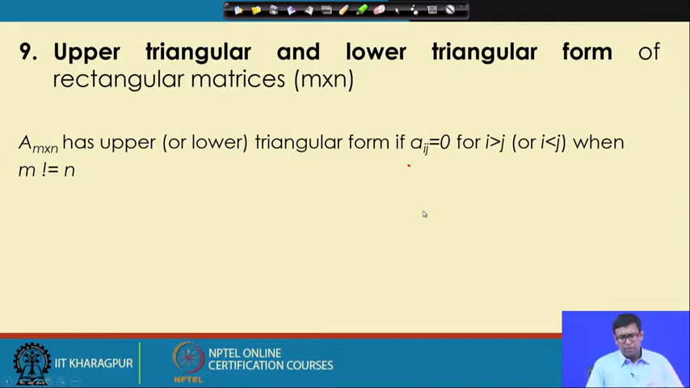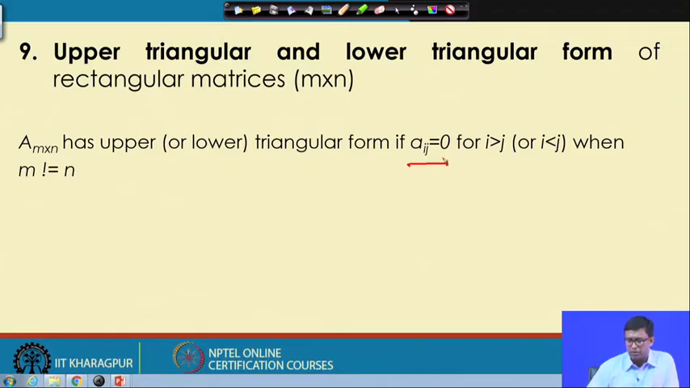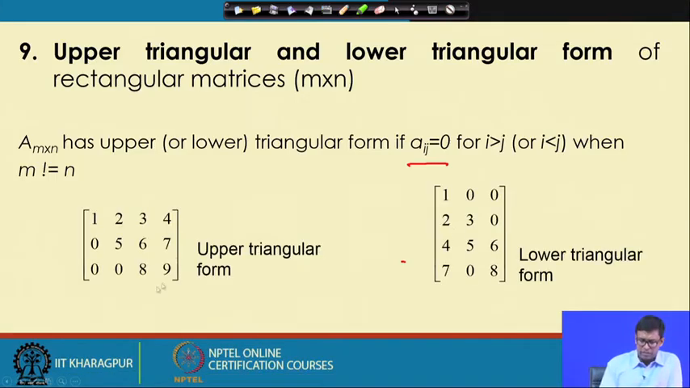We go to the upper triangular and lower triangular form of rectangular matrices. A matrix which is not a square matrix, if it follows the definition of upper triangular, that is, row ID greater than column ID gives 0, is called upper triangular form. Column ID greater than row ID, all terms 0, is called lower triangular form. There can be a few examples of that. They are not called upper triangular and lower triangular matrices, they are called rectangular matrices of upper triangular form or lower triangular form.